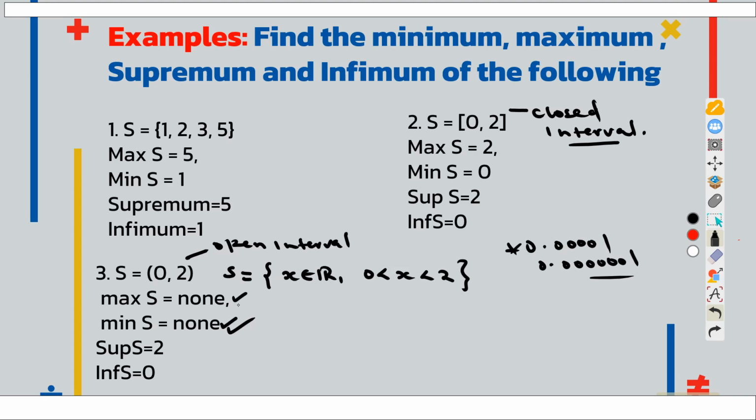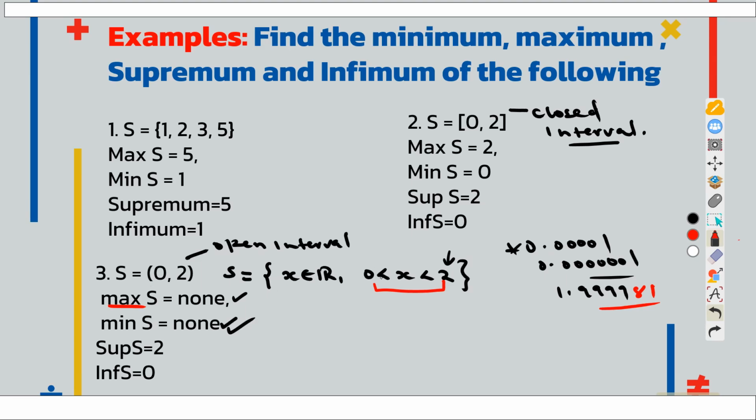What about the maximum number? Because 2 is not an element of the set, the maximum number cannot exist either. You cannot say a number like 1.9999 is the biggest number. Whichever number you think about, there will be a number that is greater than it. So we cannot have a maximum, because 2 and 0 are not part of this set. That is why we cannot have the maximum and minimum.